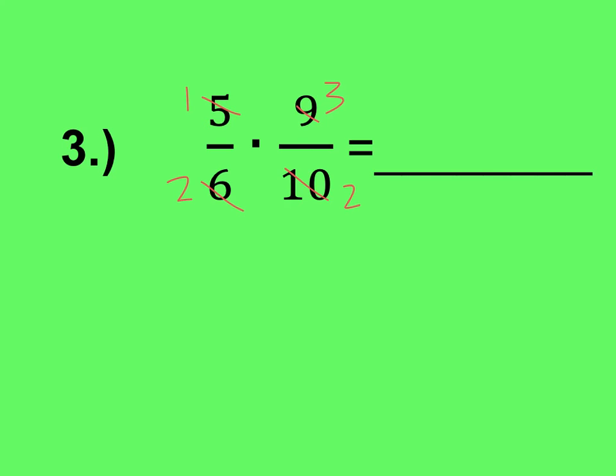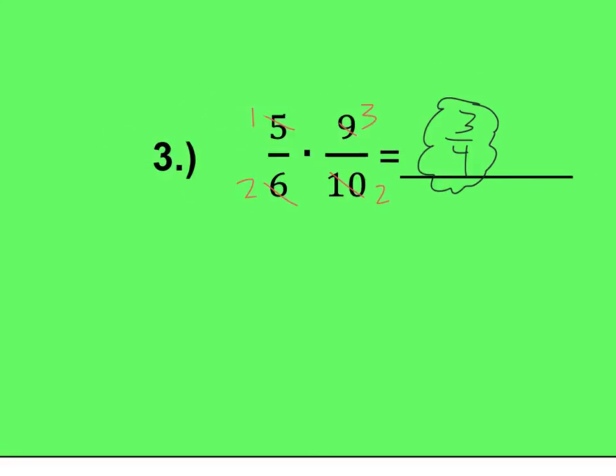And now we multiply straight across. 1 times 3 is 3. 2 times 2 is 4. And that is already in simplest form because we did it ahead of time. If you wouldn't have simplified first, you would have got 45 over 60, which is correct, but you would have had to divide the top and bottom by 15 or by 3 and then by 5. So it would have been a little trickier to do.